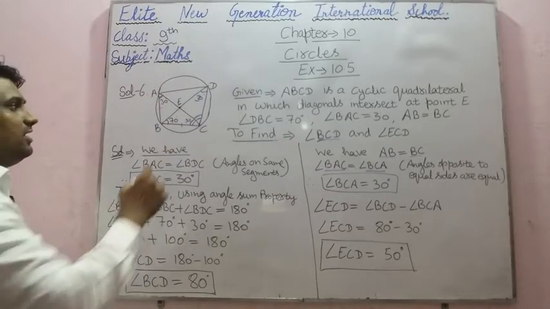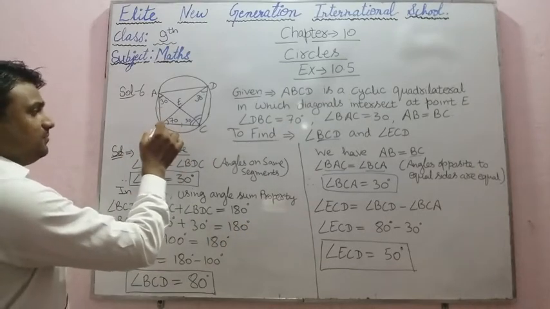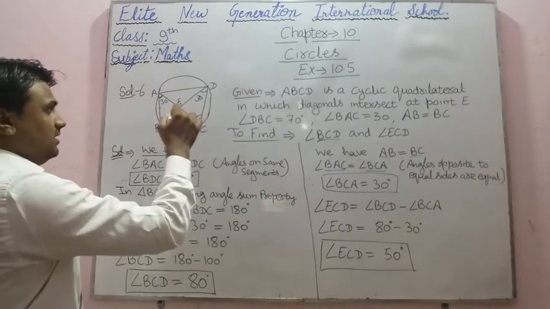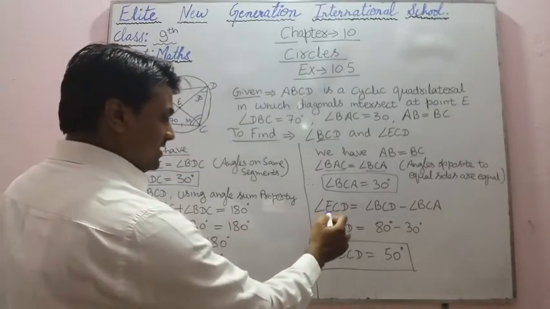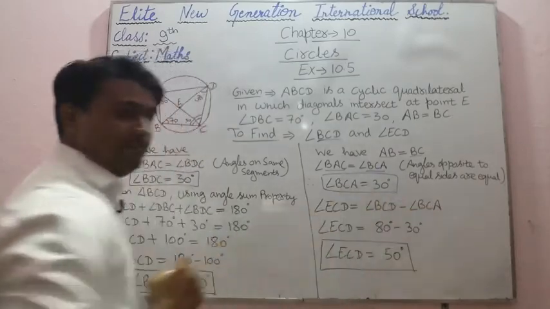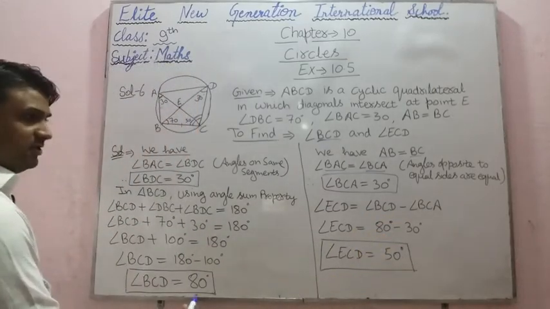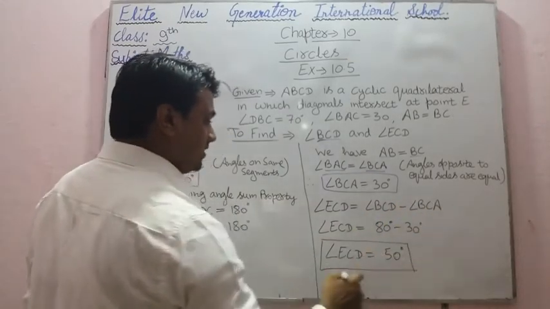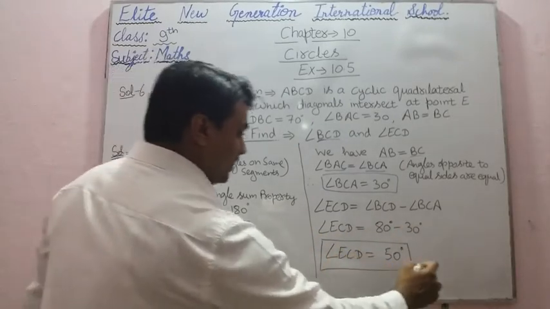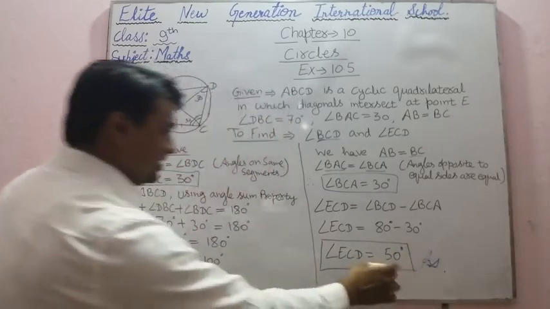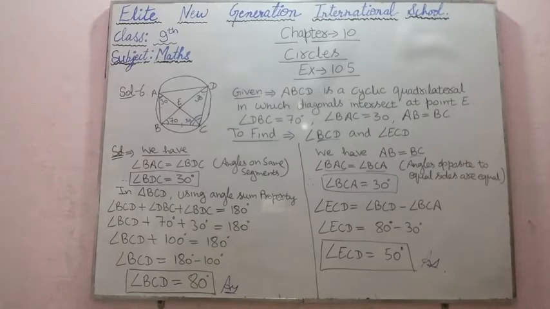Now we have to find angle ECD. To find angle ECD, we can subtract this BCA from angle BCD. So angle ECD will be equal to BCD minus BCA. The value of BCD we have is 80 degrees and the value of BCA is 30. So ECD will be equal to 80 minus 30. So ECD will be equal to 50 degrees. So here ECD is 50 degrees and BCD is 80 degrees. So we have found these two angles.